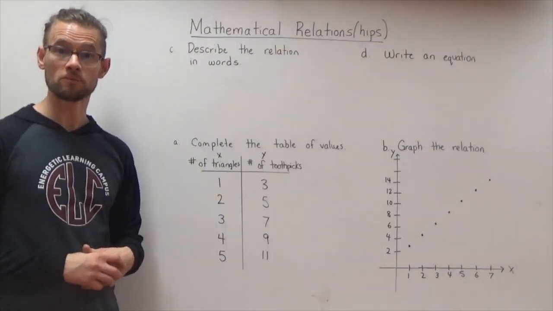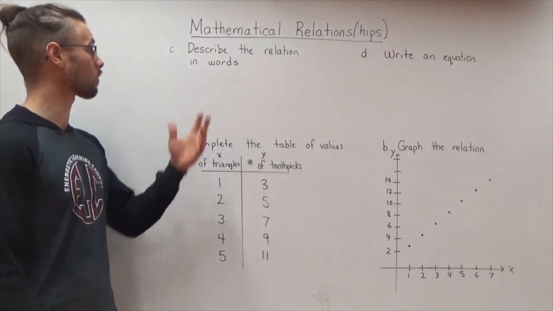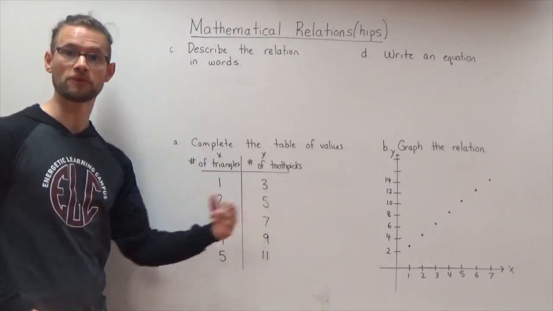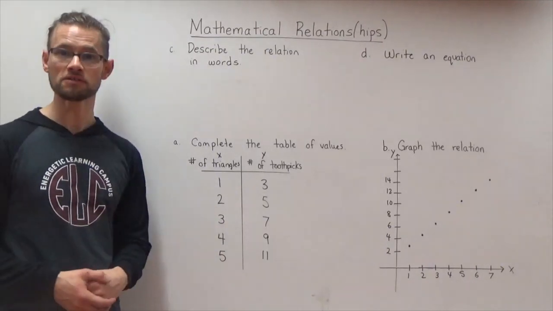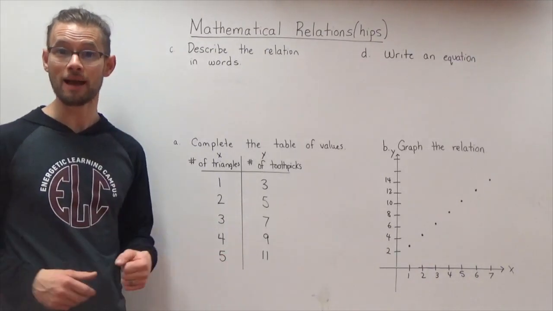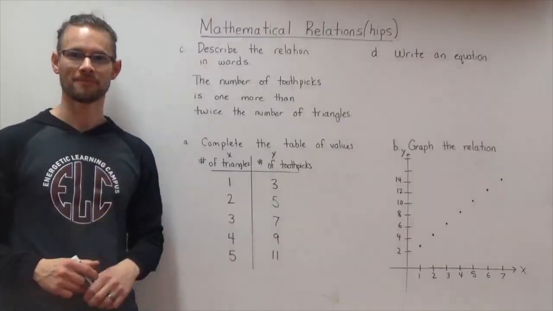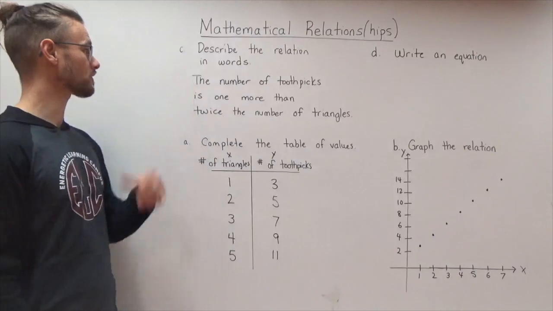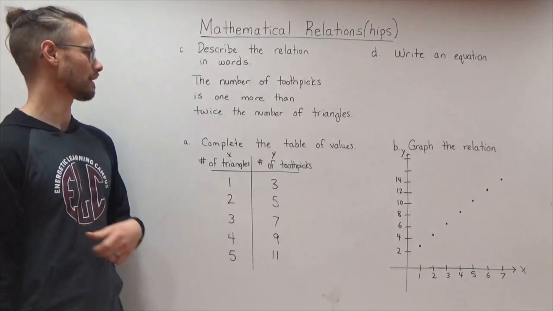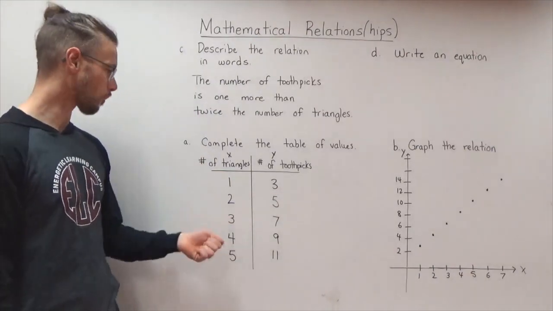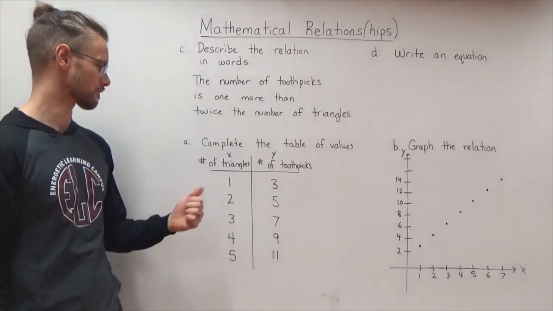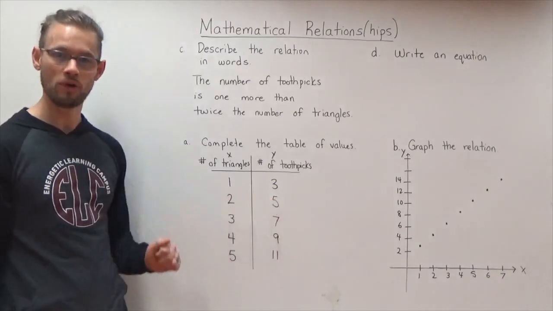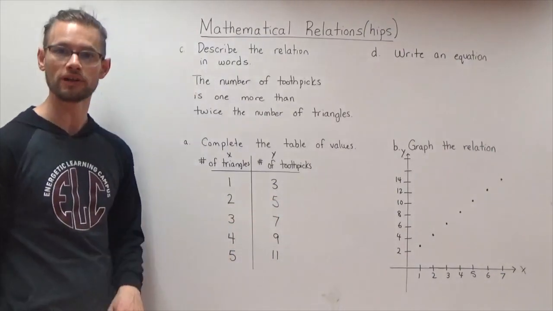The third way we can represent a relationship is using words. In this case, we're trying to write the relationship between the number of toothpicks and the number of triangles. And I think this is so simple that I'm going to clap twice and it's going to appear. And voila. Lots of ways to do this, but I've just described it as the number of toothpicks is 1 more than twice the number of triangles. So I see that if I double 2, it becomes 4, 1 more. Double 3 is 6, 1 more is 7.